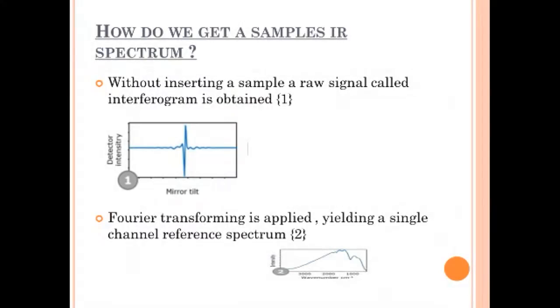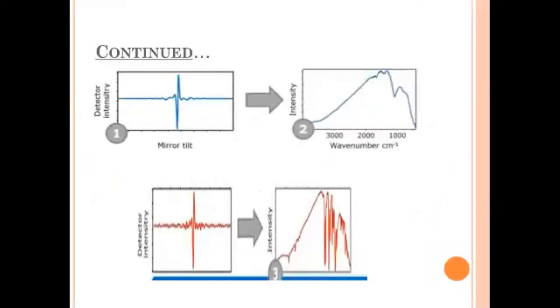Then we insert the sample into the beam and repeat the process. FTIR then yields another single channel spectrum, but this time it is a sample spectrum. We only have to combine both spectra by dividing the sample spectrum by the reference spectrum, and then we have the classical view of the FTIR transmission spectrum. But what can we do with it? A lot of things actually.